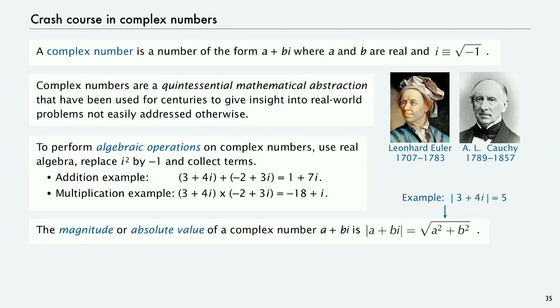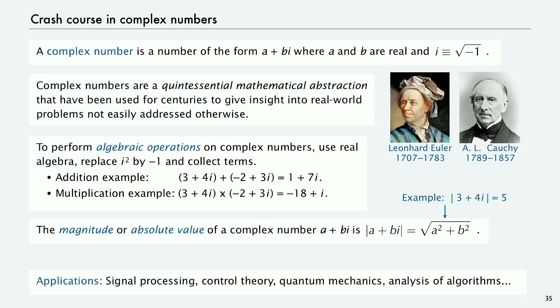The other thing that's relevant about complex numbers is called the magnitude or absolute value. And that's just the square root of a squared plus b squared. So the magnitude of 3 plus 4i is 5. And there are many, many applications of complex numbers in signal processing, control theory, quantum mechanics, even understanding the performance of algorithms. We need to know about properties of complex numbers.